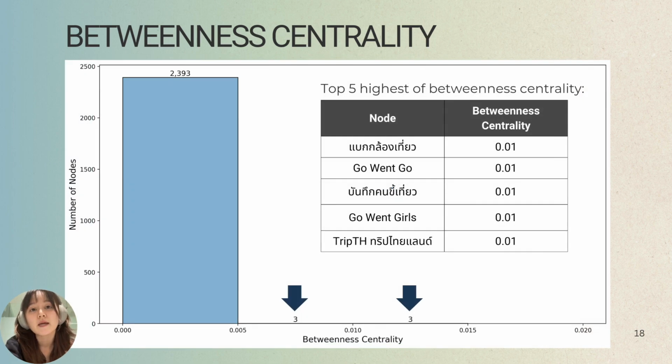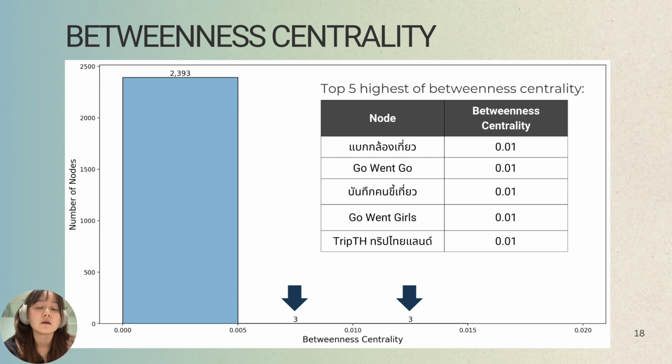So for this page, as you can see, the majority of nodes have a betweenness centrality close to zero. This indicates that most nodes are not often used as pass-through points in the shortest paths between others. However, the table on the right lists the top 5 nodes with the highest betweenness centrality.